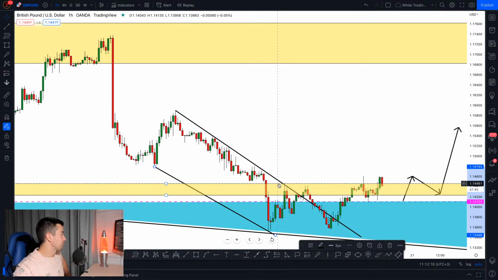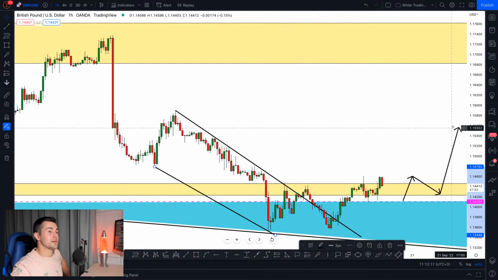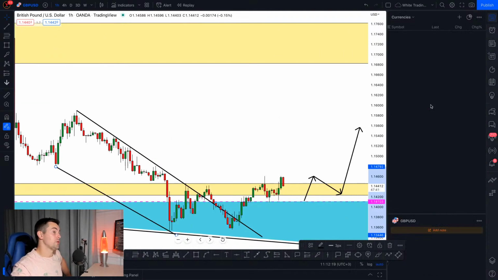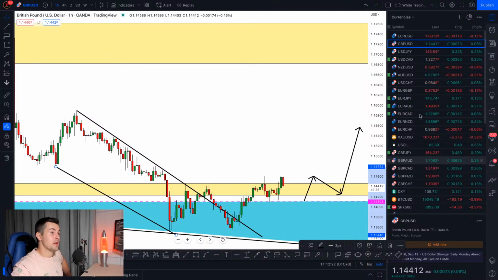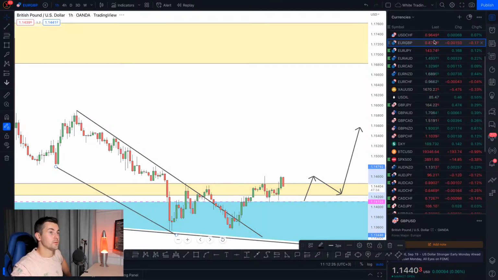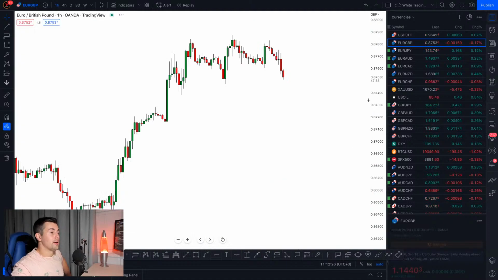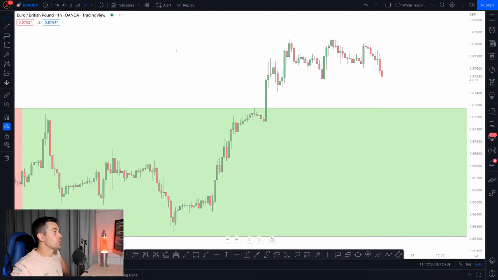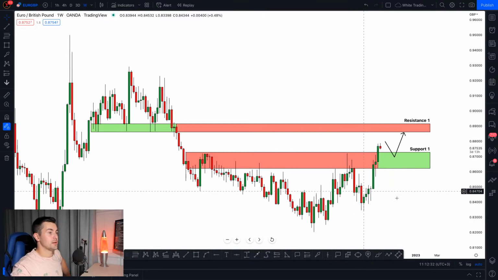So euro pound, let's take a look at euro pound. Important breakout, traders, on the euro pound pair. Let's open this one. Where's euro pound? Here it goes, euro pound. Very important thing happened on euro pound this week. Yes, take a look, traders, at my drawings.